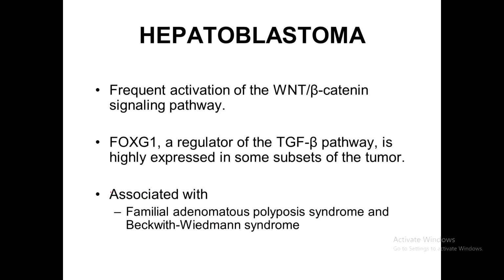The frequent mutations that are going to be seen in a hepatoblastoma are in the WNT beta-catenin pathway, and we have done in our neoplasia chapter that when there is a WNT beta-catenin pathway activation, the cell signaling will be very high in this area, and cells are going rapidly into the transcription and translation phases and going rapidly into the cell cycle. So there will be mutations going on, and the most frequent mutation is FOXC1, which is a regulator of the TGF-beta pathway, and this is highly expressed in subsets of the hepatoblastoma. It is associated with familial adenomatous polyposis and Beckwith-Wiedemann syndrome. You must have done in your GIT that Beckwith-Wiedemann syndrome and familial adenomatous polyposis syndrome are associated with adenomas in the GIT tract.